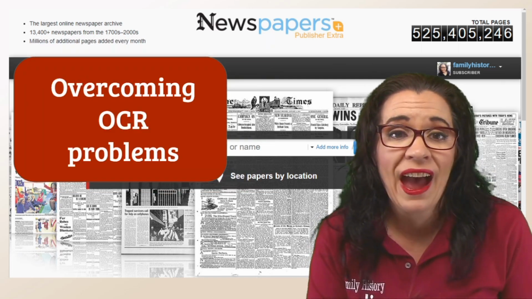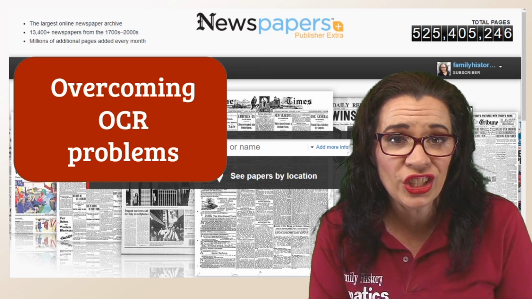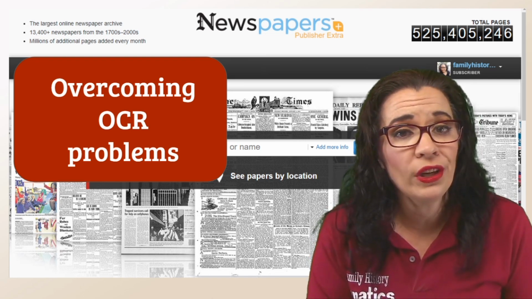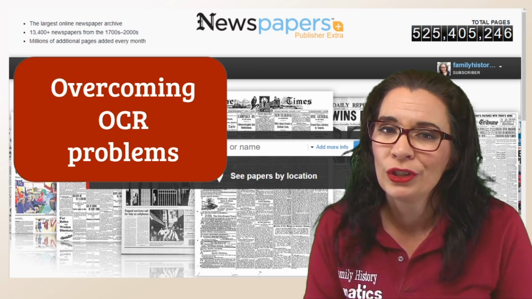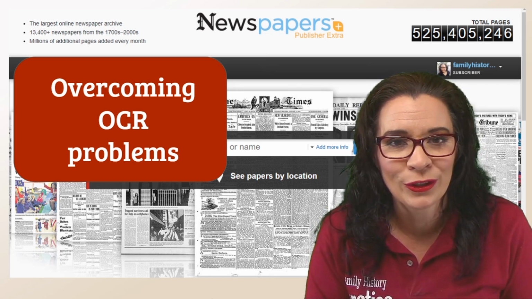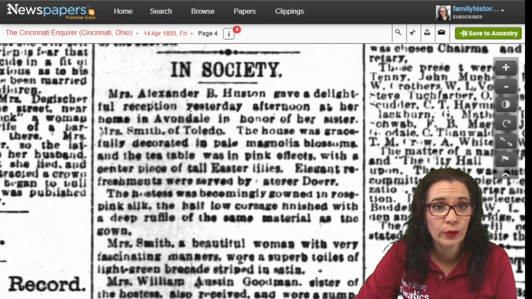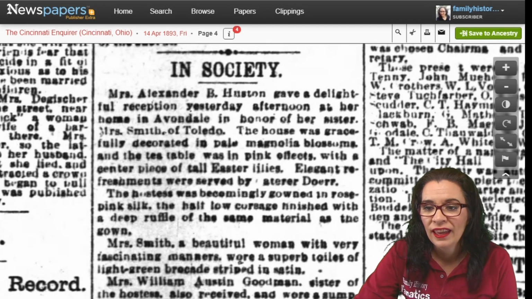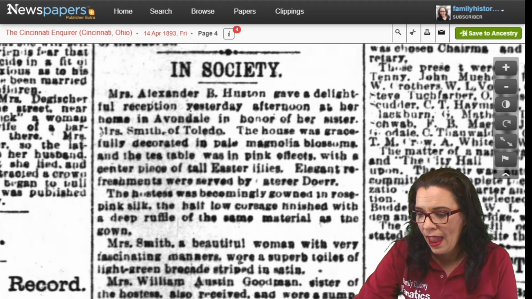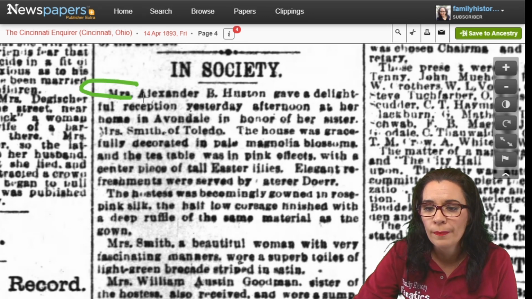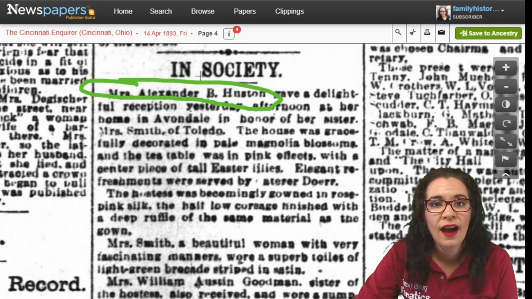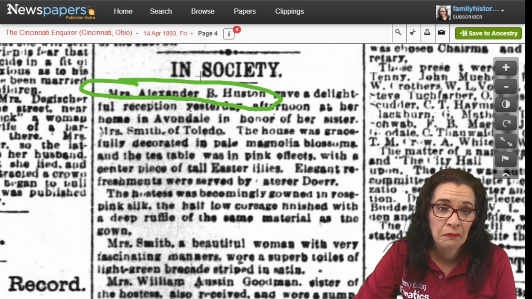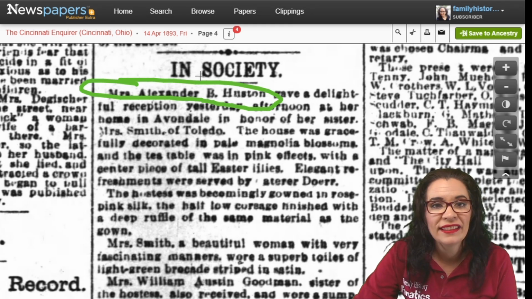Today, we're talking about how to overcome OCR challenges in newspapers, and we're going to use newspapers.com, but you can use any newspaper research website. We're looking at a typical entry in a newspaper. In this case, we're looking at Society News, and we can see an article where Mrs. Alexander B. Houston, or Huston, is having a reception and has invited a number of people to attend.